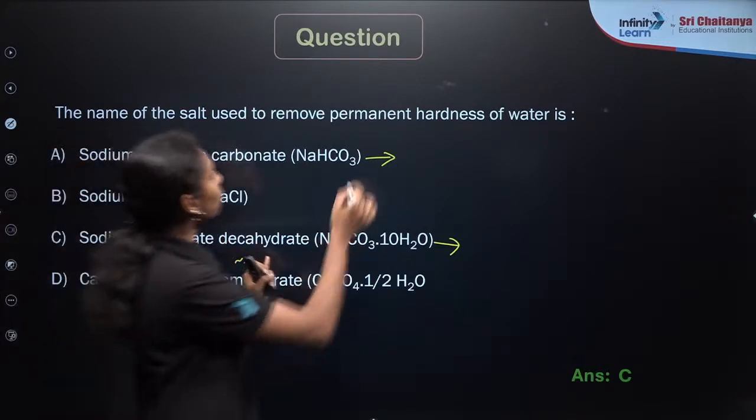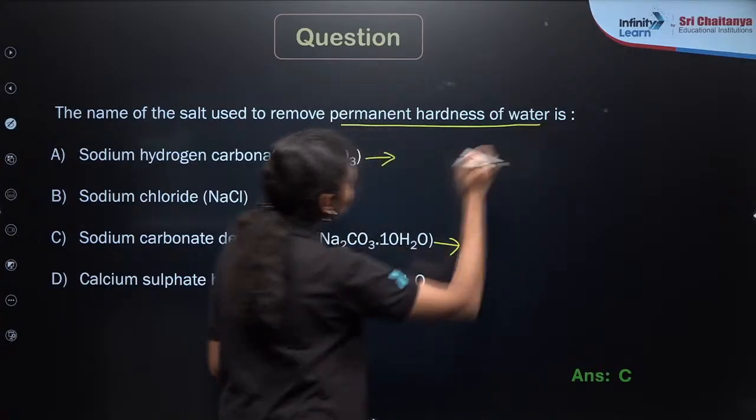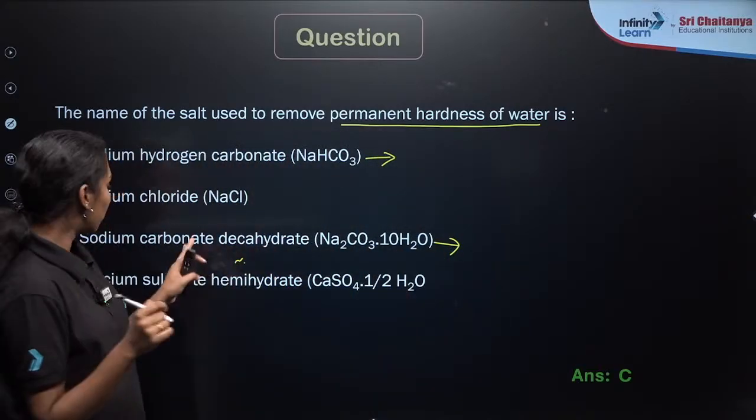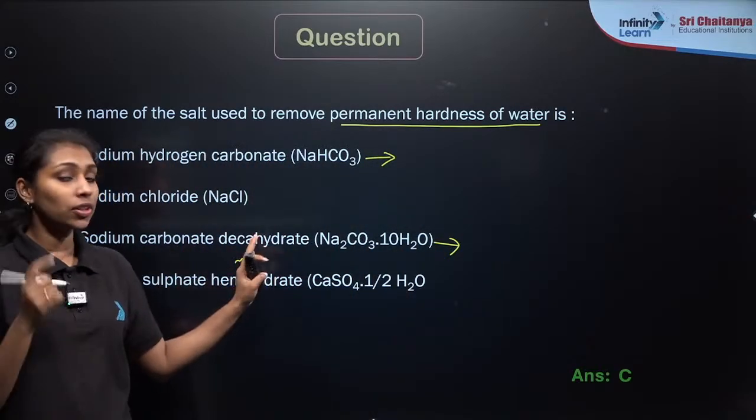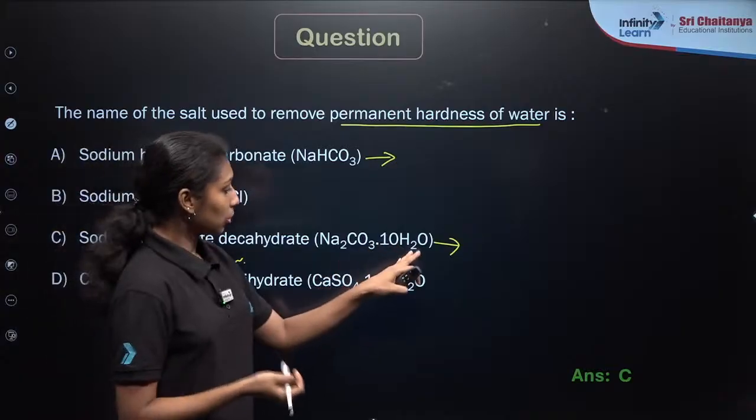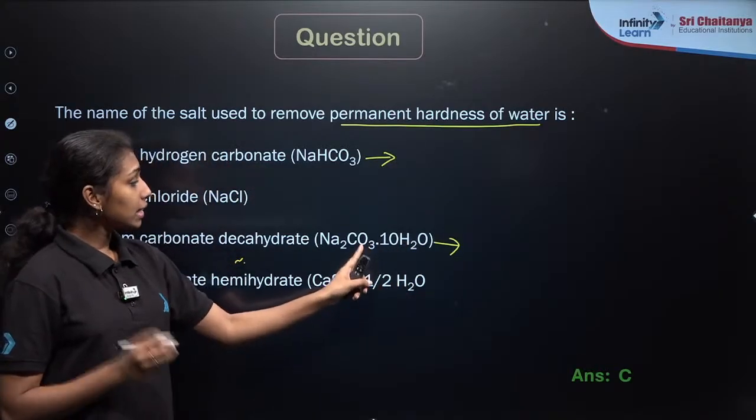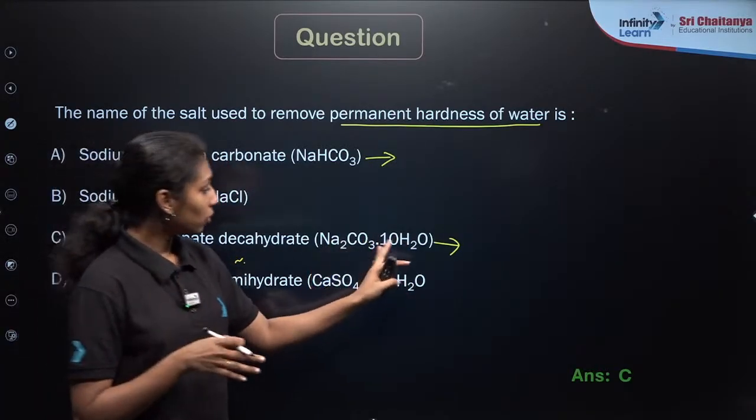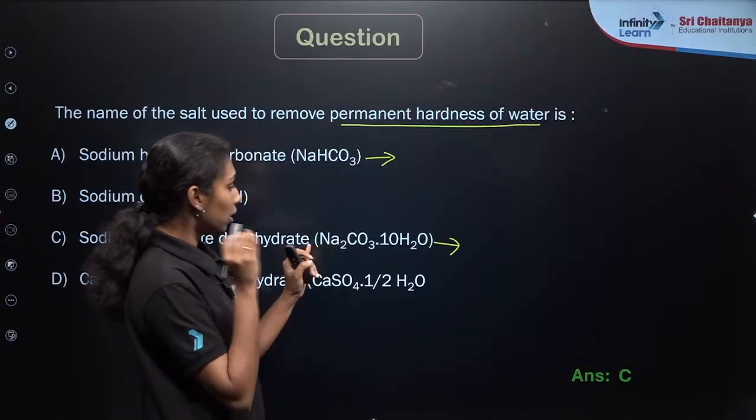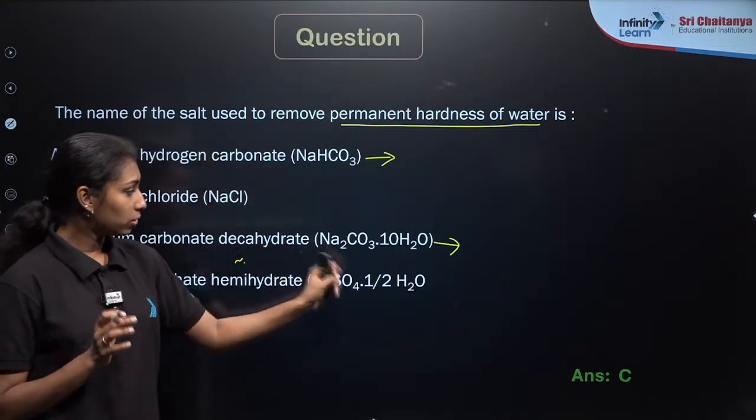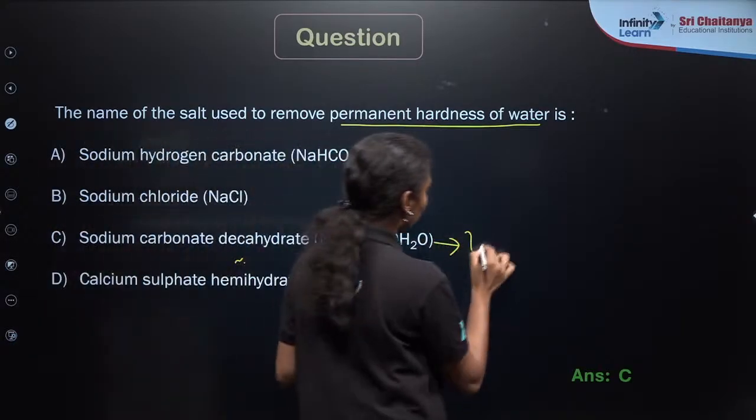So here, in order to remove the permanent hardness of water, we are using washing soda. Washing soda is commonly known as sodium carbonate decahydrate, or Na2CO3·10H2O. This is the common name given. It is the decahydrate, in which 10 moles of water are present. So you need to memorize the term like this only, Na2CO3·10H2O. This is known as washing soda.